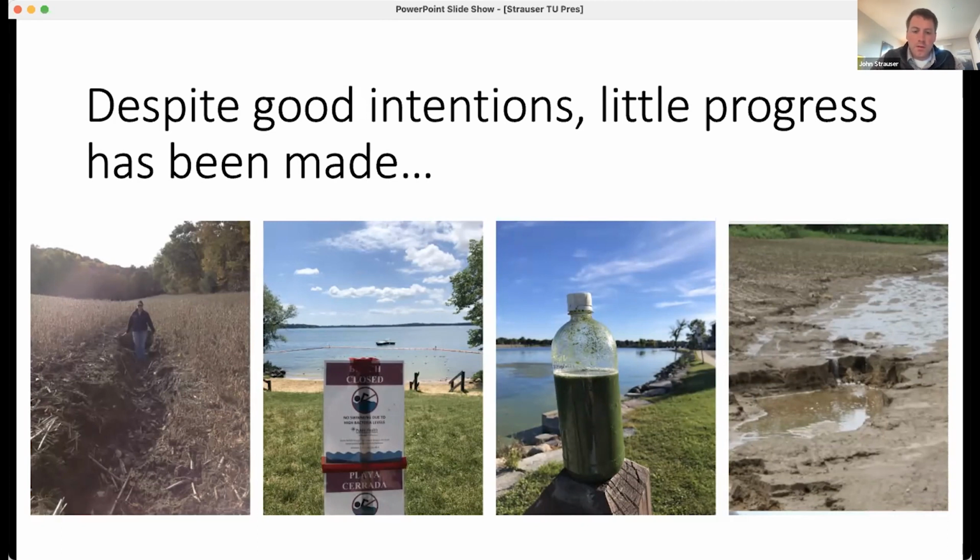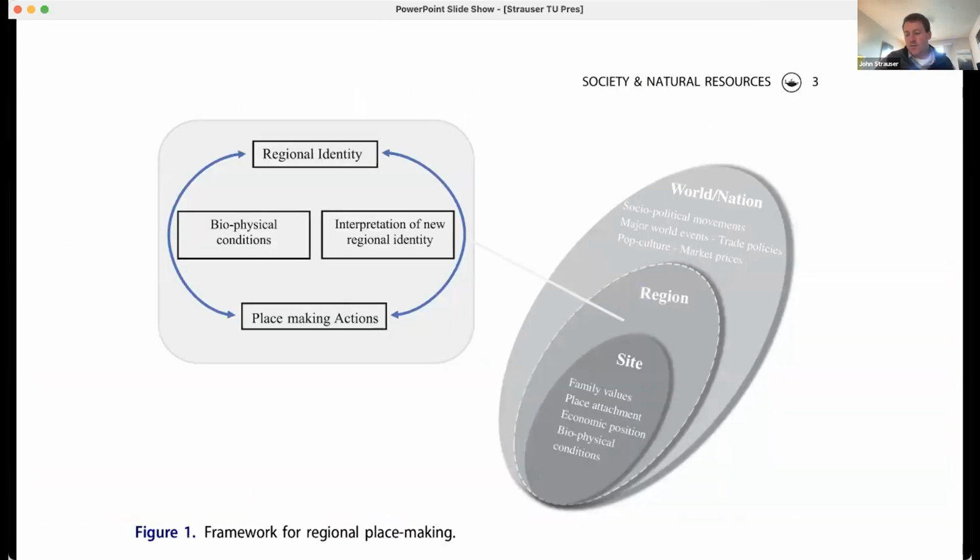want to do? And so I started teasing out this framework, and I call it a framework for regional placemaking, which is kind of a fancy way of saying consider context. And so we've really thought about changing farmer behavior around sites, so that site scale. And that was where some of the things I was pointing to: family values, economics, place attachment. And so if we can manipulate that, then maybe we could change farmer behavior.